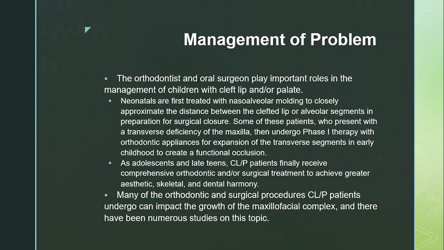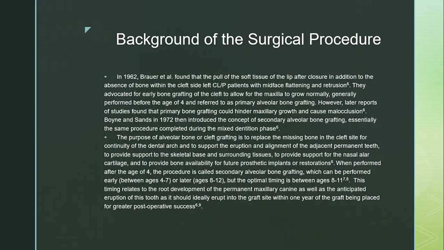Some of these patients who present in later years with a transverse deficiency of the maxilla then undergo phase 1 therapy with orthodontic appliances for expansion of the segments in early childhood to create a functional occlusion. As adolescents and late teens, cleft lip and palate patients finally receive comprehensive orthodontic and/or surgical treatment to achieve greater aesthetic, skeletal, and dental harmony. Many of the orthodontic and surgical procedures that these patients undergo can impact the growth of the maxillofacial complex, and there have been numerous studies on this topic.